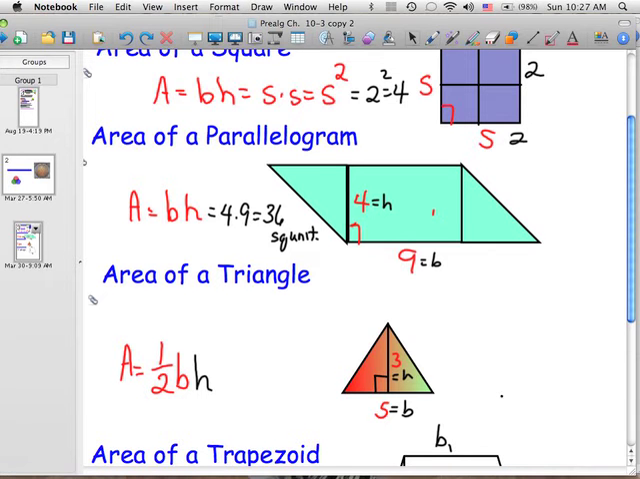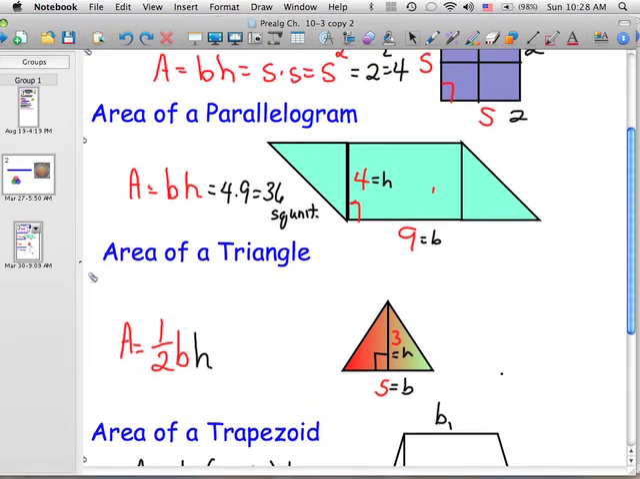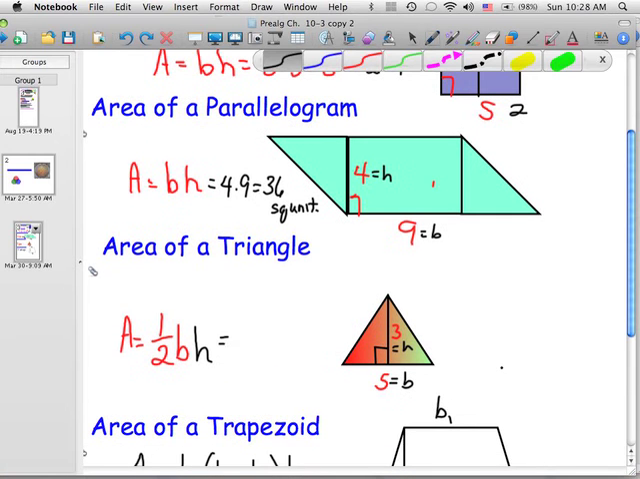And the reason for that is that if you take a triangle, copy it and rotate it and sit it next to itself, you get a parallelogram. So a triangle is exactly half of a parallelogram made from it. So in this case, it'd be 1/2 of 3 times 5, which would be 15 halves, or 7 1/2 square units.